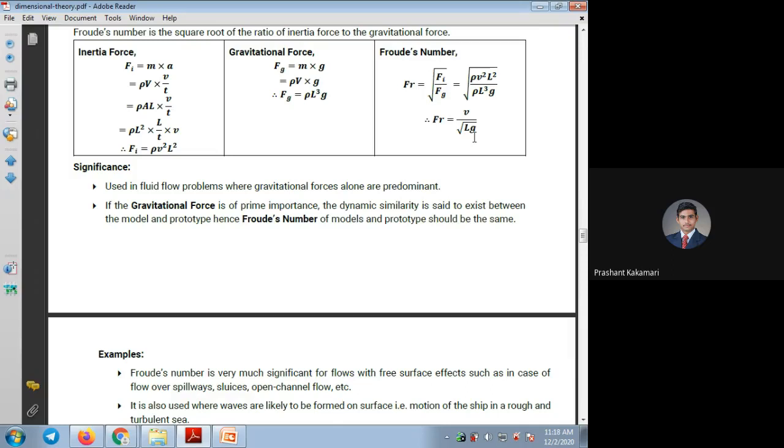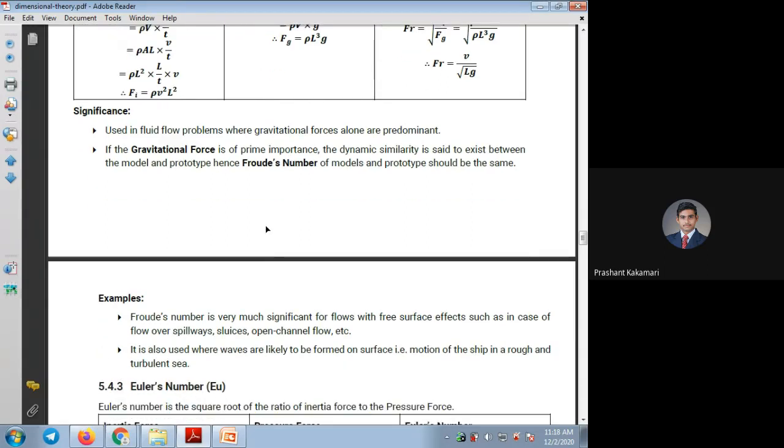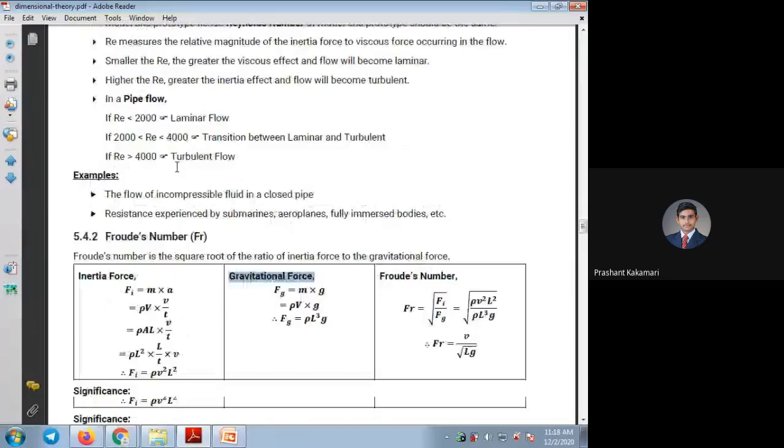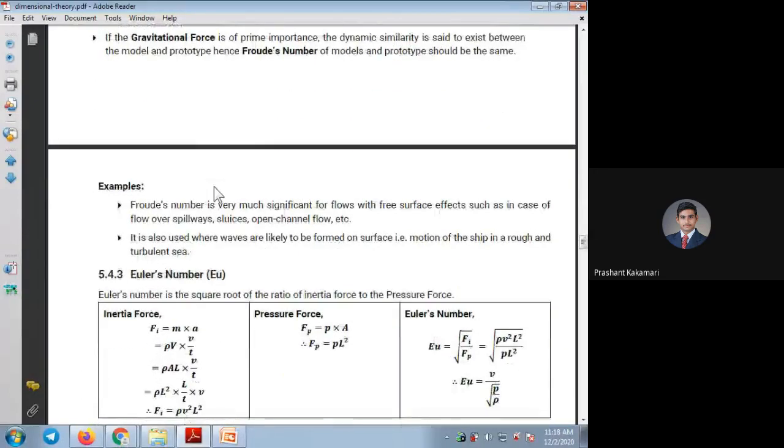Now what is the significance of this Froude's number? One can remember it as gravitational force. So wherever the fluids are flowing or stagnant, to check how they behave with respect to gravitational force, we apply Froude's number. If the gravitational force is of prime importance and dynamic similarity is said to exist between model and prototype, then Froude's number of the model and prototype is the same. This is true for all cases. If you check any similarities between model and prototype, these dimensionless numbers should be similar, or for a given scale, they should be the same.